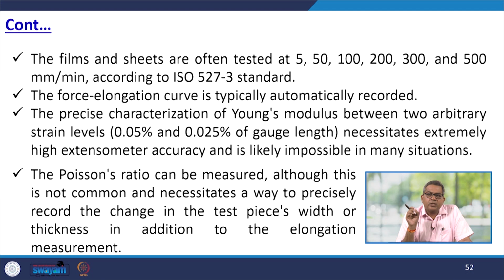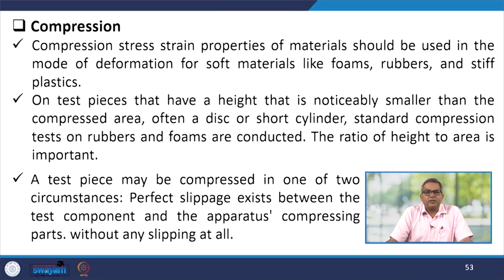The force elongation curve is typically automatically recorded, and the precise characterization of the Young's modulus between the two arbitrary strain levels, 0.05% to 0.25% of gauge length, necessitates extremely high extensometer accuracy and is likely impossible in many situations. The Poisson's ratio can be measured, although this is not common and necessitates a way to precisely record the change in the test piece width or thickness in addition to the elongation measurement.